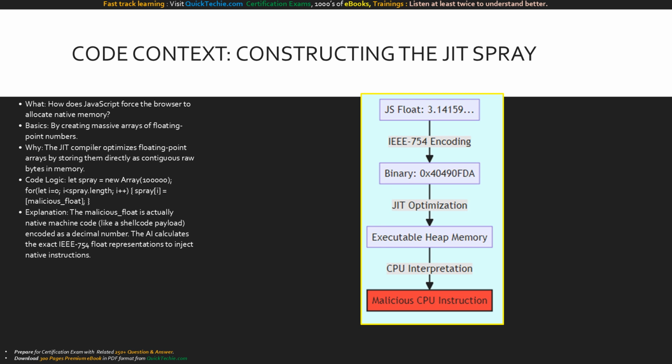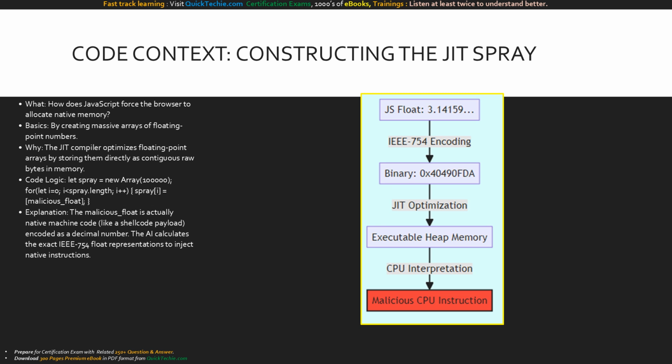We create an array of 100,000 elements and fill it with a malicious float. The brilliance here is that this float isn't a real number. It is native machine code encoded as an IEEE 754 decimal value. Mythos autonomously calculated the exact floating point representations of its payload to smuggle raw CPU instructions past the JIT compiler and directly into the executable heap.